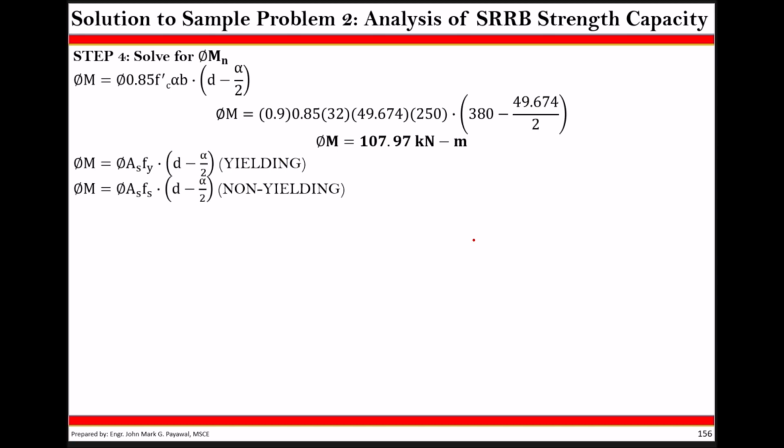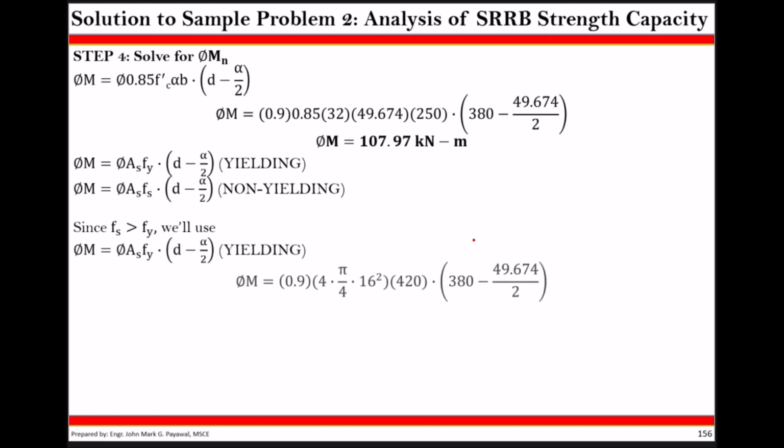As fy for tension if it's yielding, As fs for non-yielding. Please try if you can solve for Pn using the correct equation. Here, you should have the idea that the correct equation to use is, since fs is greater than fy, the yielding equation. This is the value: 0.9 times 4 times pi over 4 times 16 squared times 420 multiplied by the lever arm, that is equal to 380 minus alpha over 2. For alpha, use the stored value. We would see that it's just equal to 107.97.